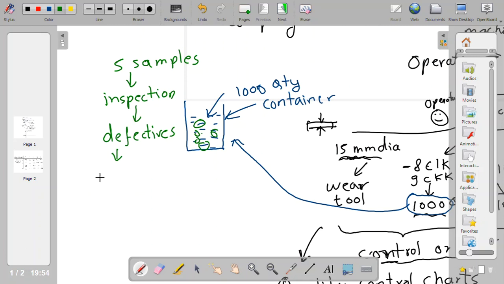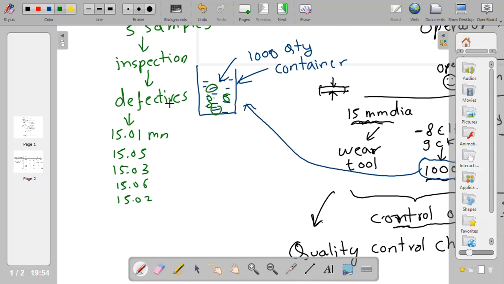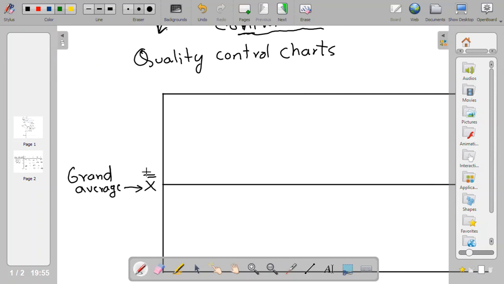Suppose there are 5 samples, so for the first we get around 15.01 mm, then 15.05, 15.03, 15.06, 15.02. These are the diameters of the 5 shafts, the 5 units drawn. He will find the average value of these: add all of them and divide by 5. So in this quality control chart, suppose this is your first lot.